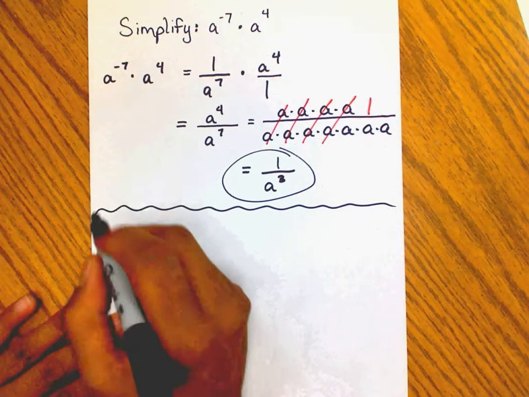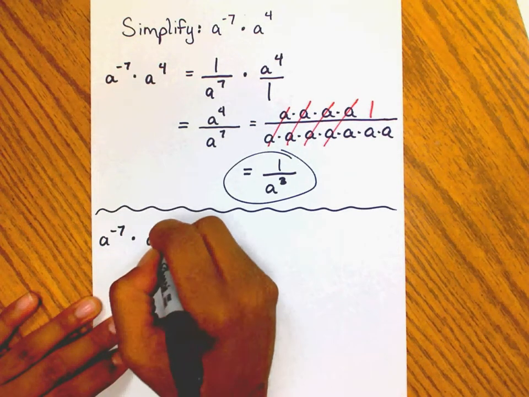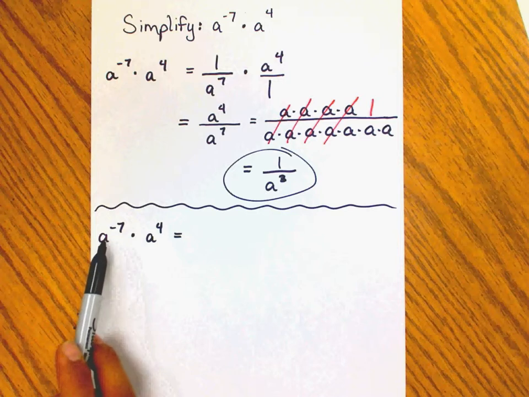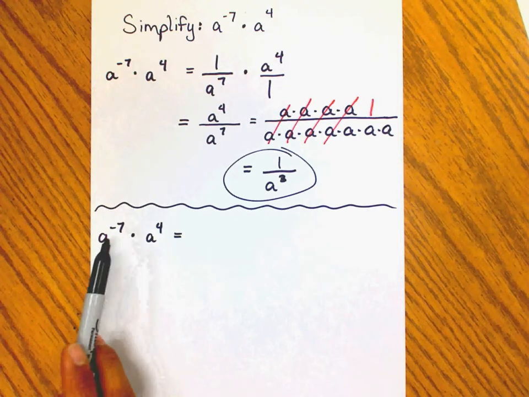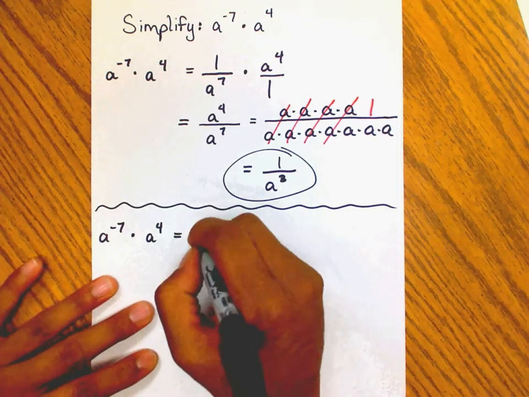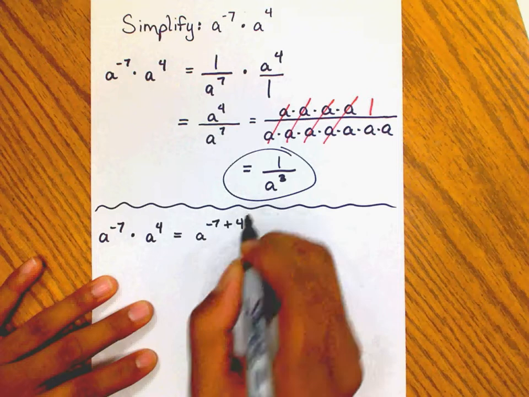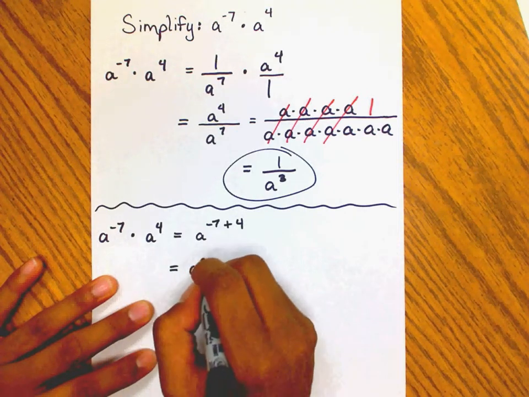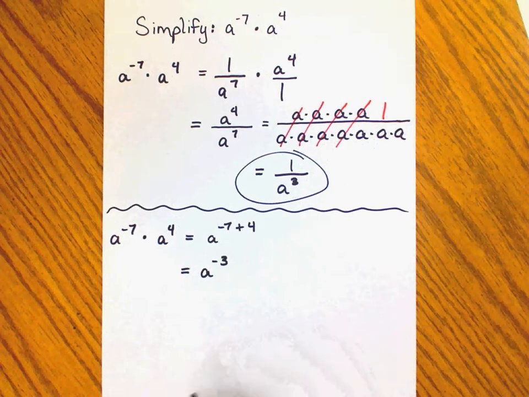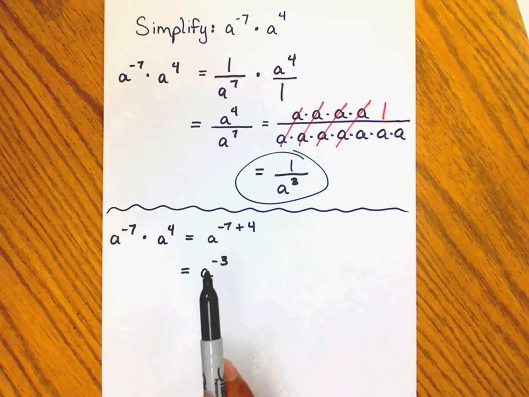Rewrite our problem, a to the negative 7 times a to the 4th. Now, if you remember, when we're multiplying exponents that have the same base, we just add the exponents. So let's take a look at how that's going to look. a to the negative 7 plus 4. That's going to give me a to the negative 3. Now, in math, we should never have our final answer as a negative exponent. So we're going to have to rewrite this to make this 3 positive.